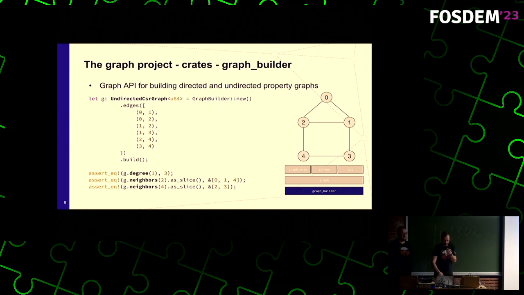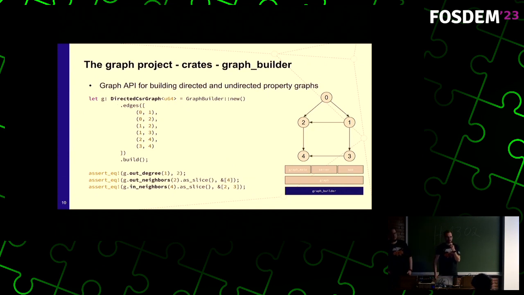And then once you have this constructed, you have several methods available, like the degree, which is the number of edges that are connected to a node. So the degree of node 1 is 3 because it's connected to 0, 2, and 3. And you can get the neighbors of a specific node as an iterator. In this particular implementation, you can also turn this iterator into a slice, which means you have zero copy if you want to access the neighborhood of a node, which is very useful if you want to implement performant graph algorithms.